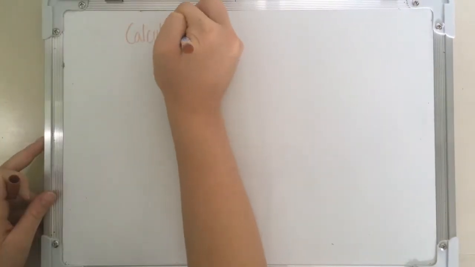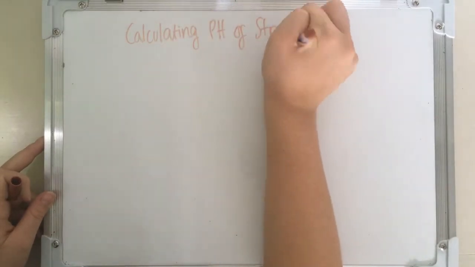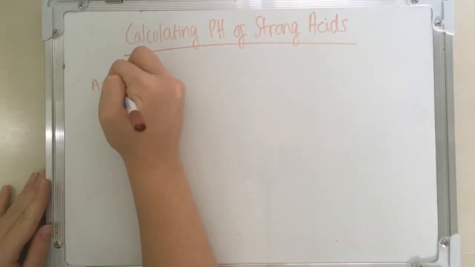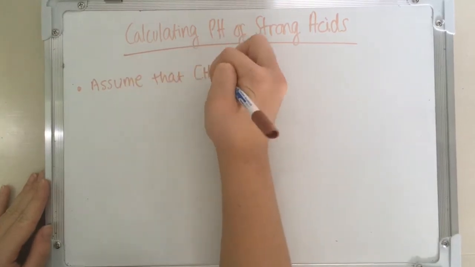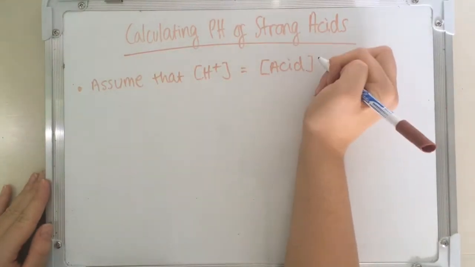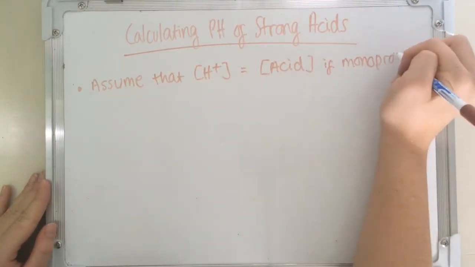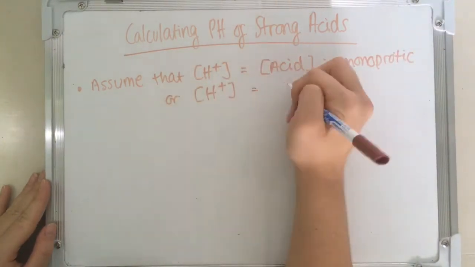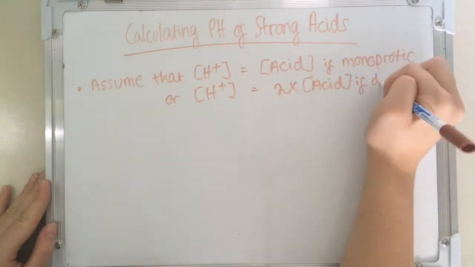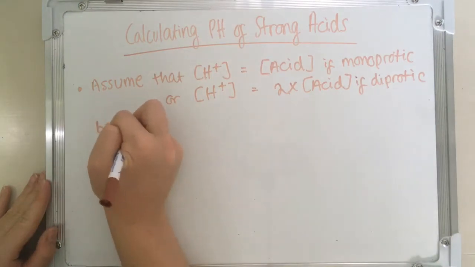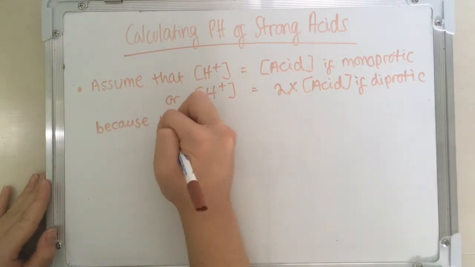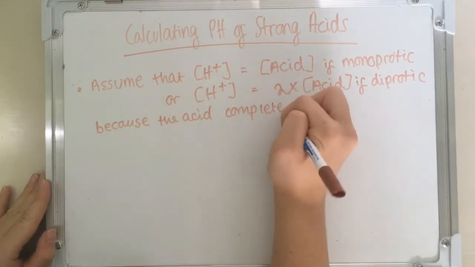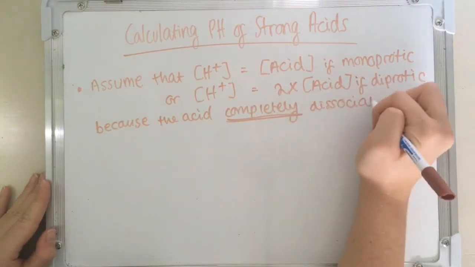You may be asked to calculate the pH of a strong acid. To do this, you need to assume that the hydrogen ion concentration is the same as the concentration of the acid if it is a monoprotic acid, or the hydrogen ion concentration is the same as 2 times the concentration of the acid if it is a diprotic acid. This is because strong acids fully dissociate in water to form hydrogen ions.